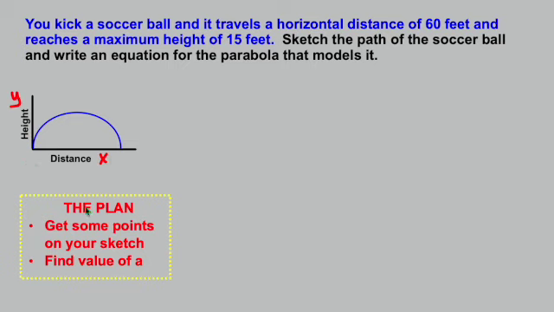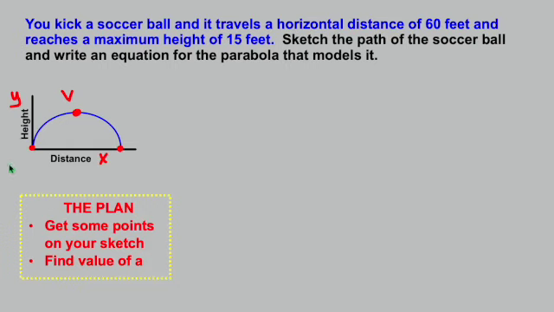The plan is, we're going to get some points on that sketch that we've just drawn, and we're also next going to find the value of a. So let's get those points first. The ball is going to start out here. It's going to reach its maximum height right here in the middle, and that is our vertex. I'm going to go ahead and put a V there. And then it's going to reach back down here at Earth.